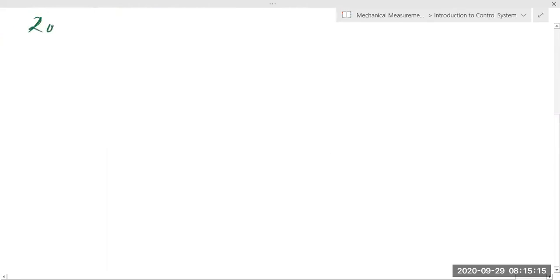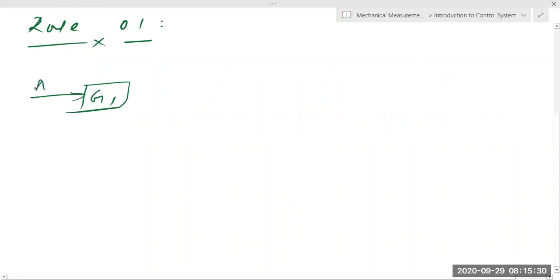Rule number one. You can use your own notation; any rule can be called rule number one, that's not the case. So suppose this is a block and this is the signal. This is the control system which is receiving a signal, suppose A. So we know that whatever will come out of this block will be A into G1.